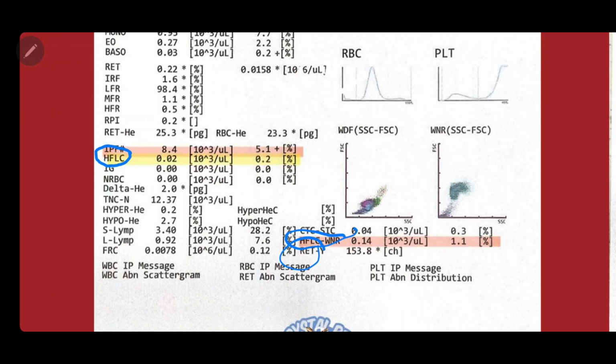Following that are the hyper-He and hypo-He values. In this case, the hypo-He is notably higher than 1%, registering at 2.7%. This suggests that we need to be cautious about potential iron deficiency. However, looking at the overall picture, there doesn't appear to be an iron deficiency, indicating we should examine the kidneys for potential issues such as cysts, stones, or other abnormalities.